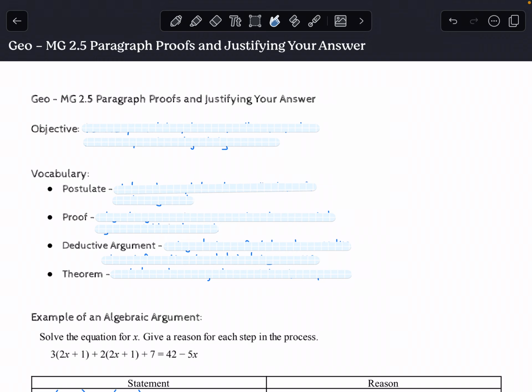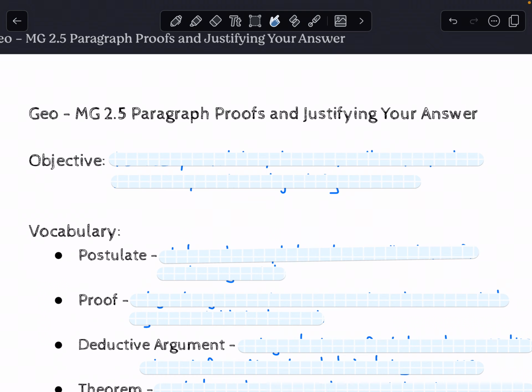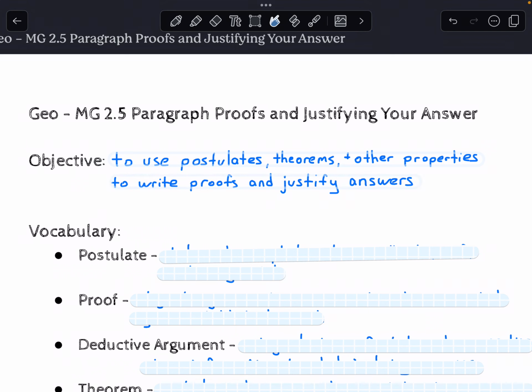Today we are going off book to still cover section 2.5 and complete some notes, but we're doing things a little bit differently. The focus originally of section 2.5 is on the paragraph proofs as well as postulates regarding points, lines, and planes themselves, but I really want to focus in on this second part, justifying your answer. So our objective here today is not just to write proofs, but to use those postulates, theorems, and other properties to write proofs and justify our answers.